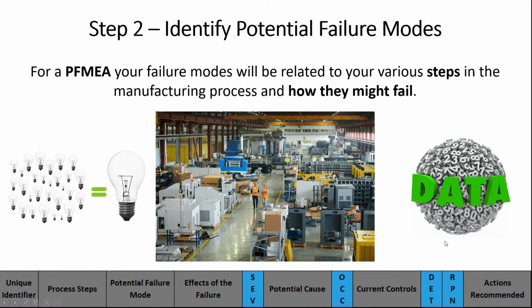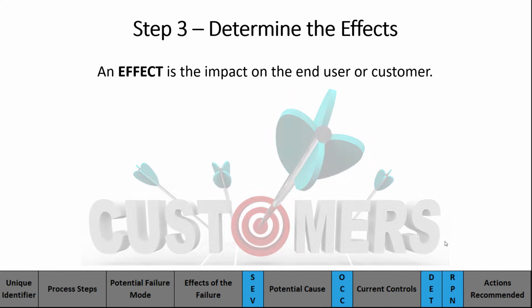And I've got this picture over here for data. It's really important, again, to use whatever data you have to drive the process. If you have other similar processes that have known failure modes, use those. Take that and inject it into your new PFMEA and use that data around the occurrence rate or the detectability, and to better estimate things like severity, occurrence, and detection. And then the effects.